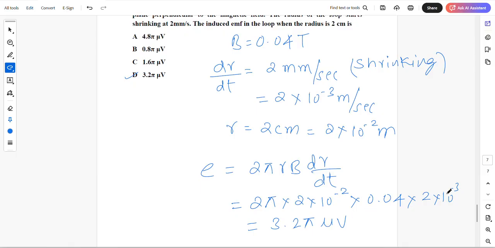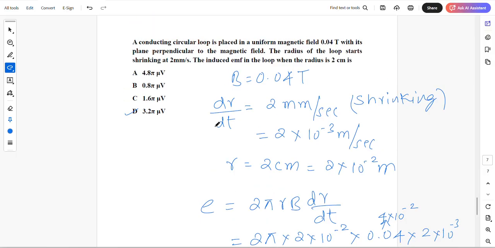Micro means 10 to the minus 6. You are going to get 10 to the power of minus 6, because the same can be written as 32 into 10 to the power of minus 7. So you can write this as 3.2 pi microvolts, which is the right answer.